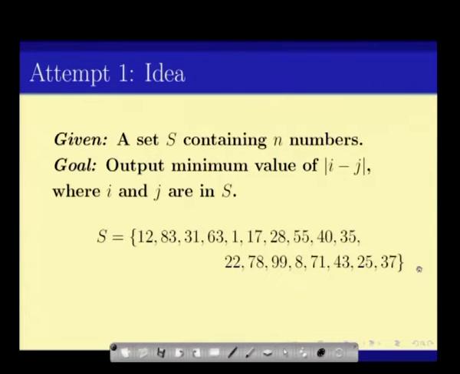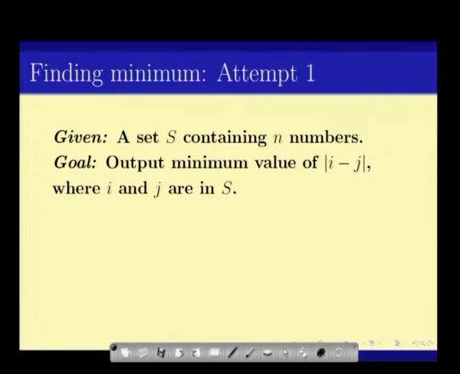For example, if this is S, a set of numbers randomly chosen, and I ask you what the minimum distance is, you will take a few minutes to decide. So, what is the output? Just by looking at it, one cannot say. We have to come up with a cleverer algorithm. So, let us see what one can do.